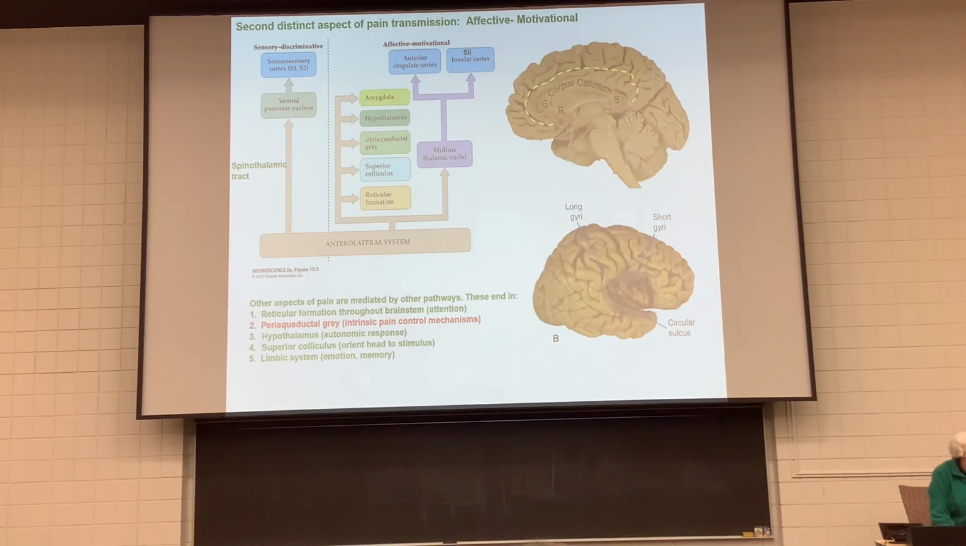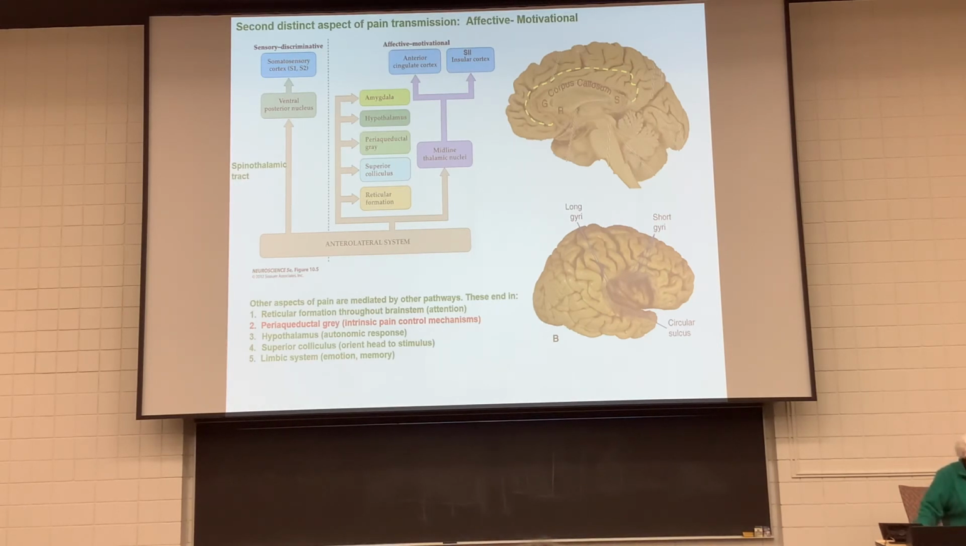There's input that's going to come back up to the hypothalamus. And that's going to initiate those autonomic responses, cardiovascular, sweating. There are some that go up to the limbic system, which put an emotional response onto the painful input.